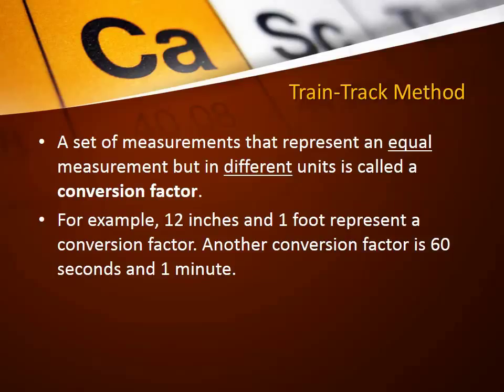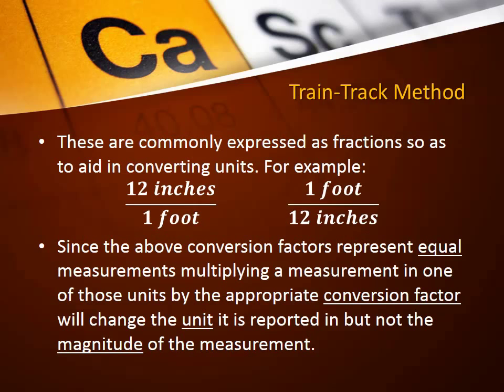A set of measurements that represent an equal measurement but in different units is called a conversion factor. For example, 12 inches and 1 foot represent a conversion factor. Also, 60 seconds and 1 minute. Those are conversion factors. They are commonly expressed as fractions, so it'll actually aid us in converting units. Notice these are the same fractions, just flipped.